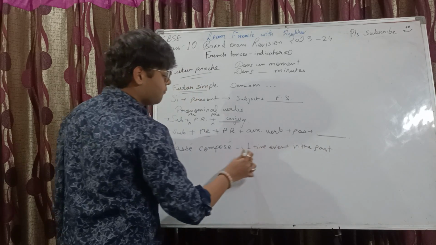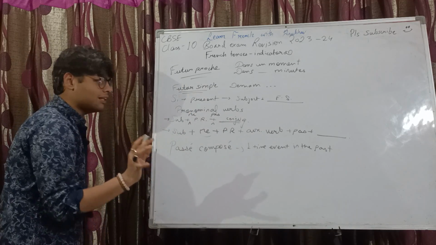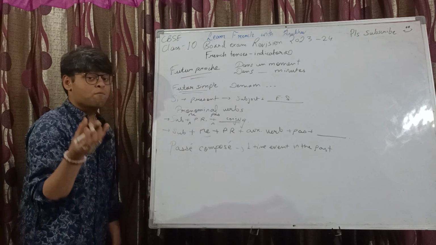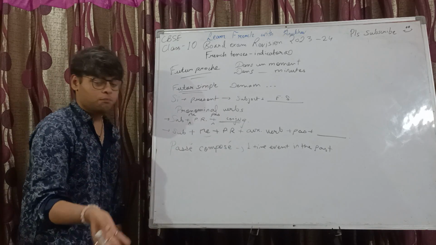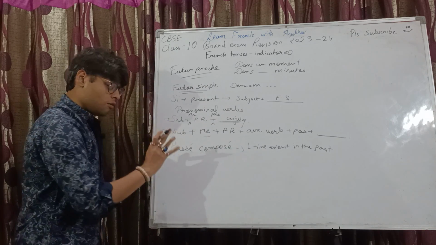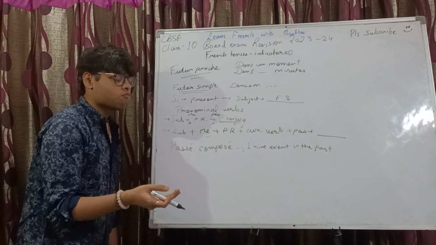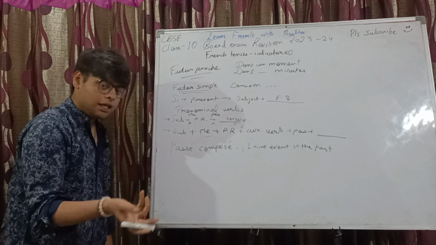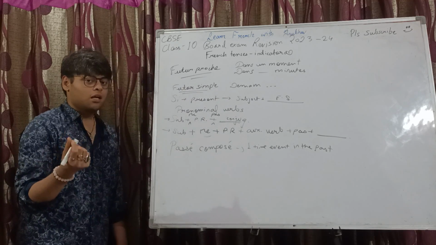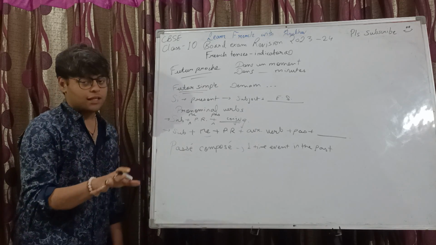Now it's like the past counterpart of futur simple. For futur simple, we discuss indicators like what? Demain, l'année prochaine, la semaine prochaine, le mois prochain. For passé composé, it can be hier, yesterday, or any other time expression like la semaine dernière, l'année dernière, il y a quelques mois, some months back, like that.